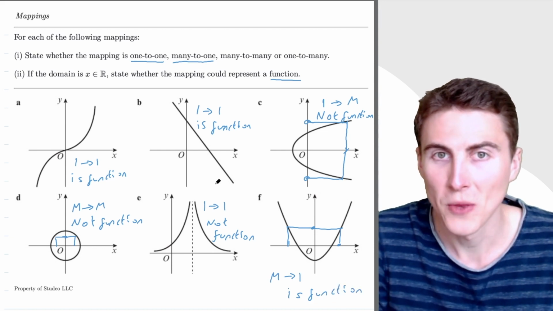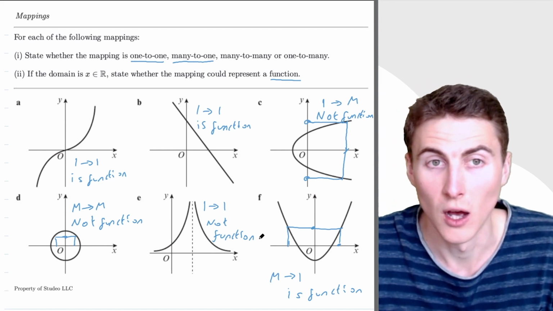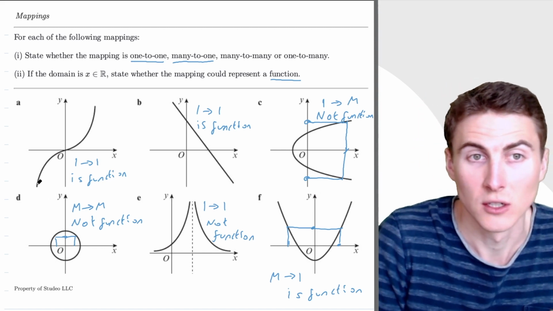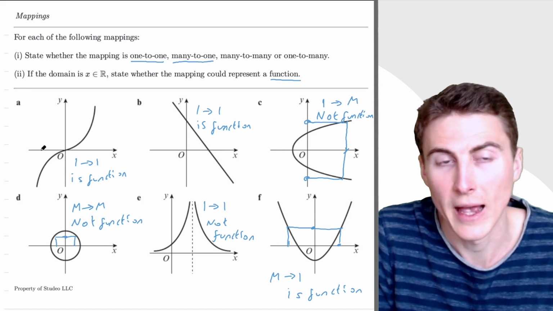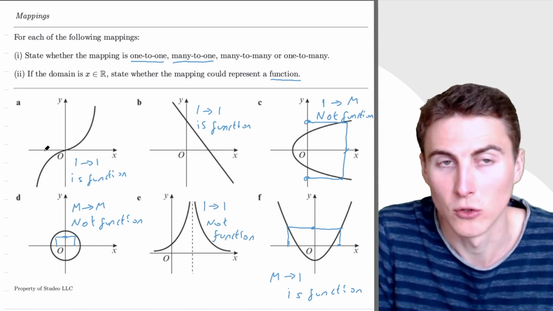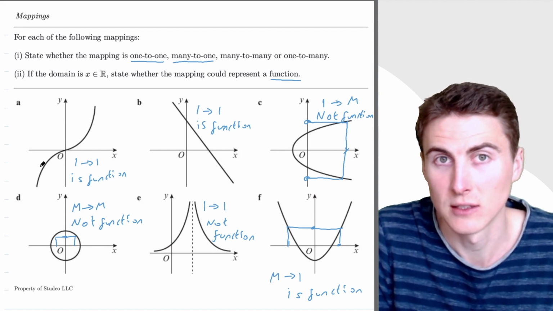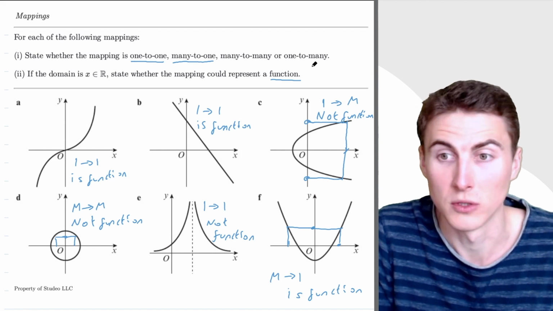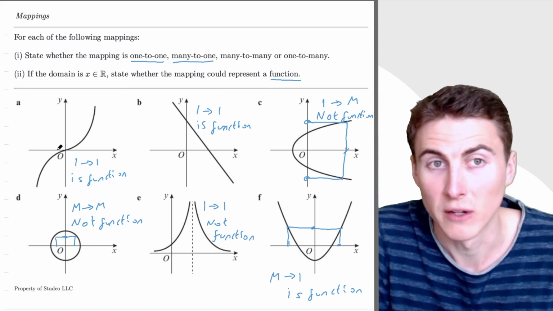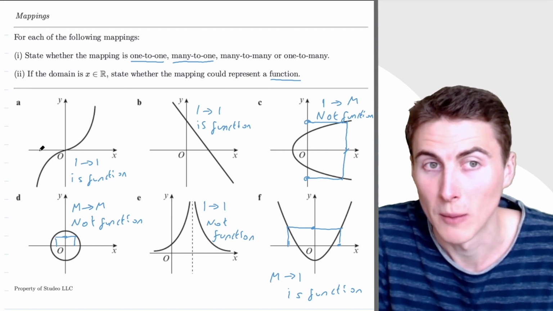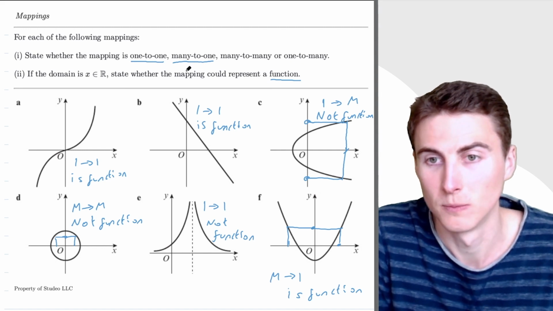Okay, so I hope that's all made sense. With these ones, you really just need to practice a fair few questions and get used to it. But the main thing is to think, going from left to right, is there any point where an x value can be mapped onto two different y values? If that is the case, then it's either many-to-many or one-to-many, and whichever of those it is, it doesn't count as a function. But if going from left to right, each x value only ever maps onto one single y value, then that is a function, because it's one of these two.